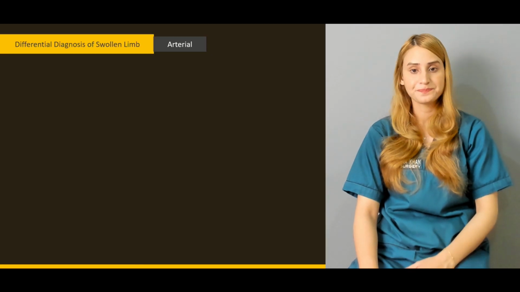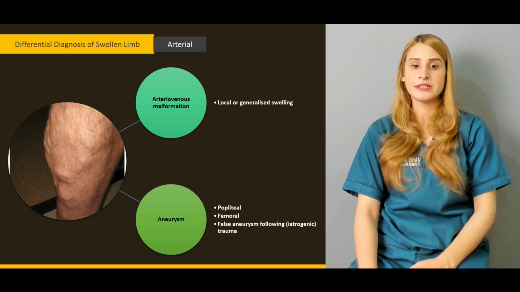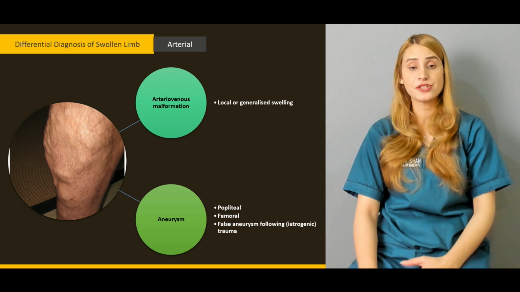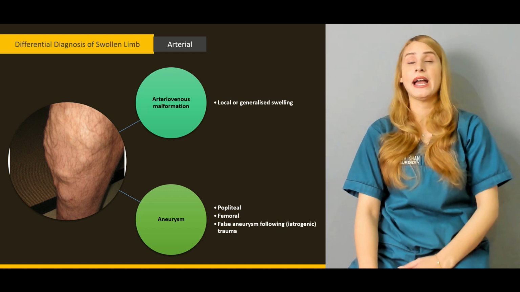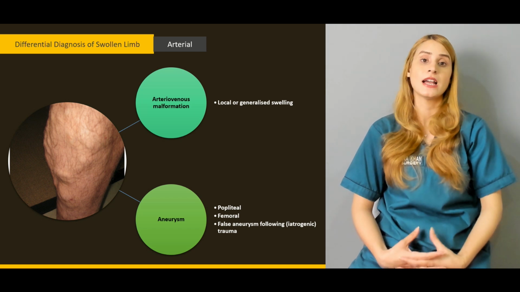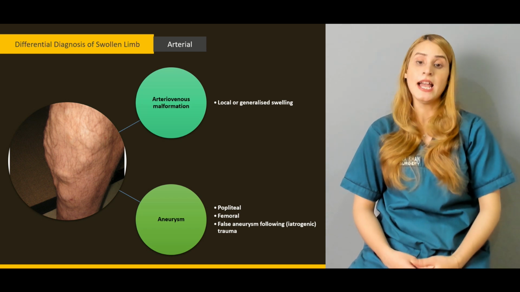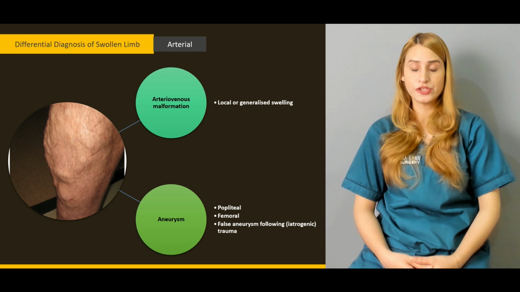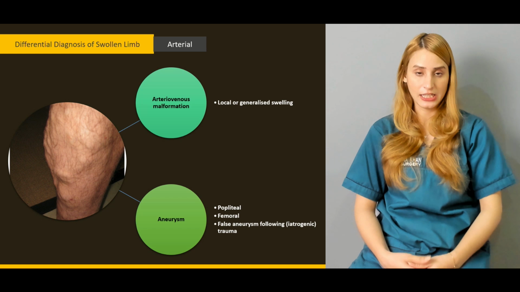And if we talk about the arterial differential diagnosis of the swollen limb, there can be AV malformation with localized or generalized swelling, and there can be aneurysms, the popliteal, femoral, or false aneurysm, which is usually associated with trauma. It is a kind of iatrogenic injury. So these differential diagnoses should come into your mind when you are discussing a case of lymphedema.